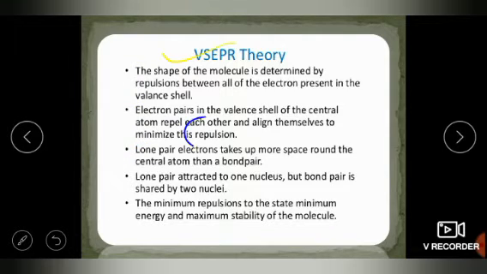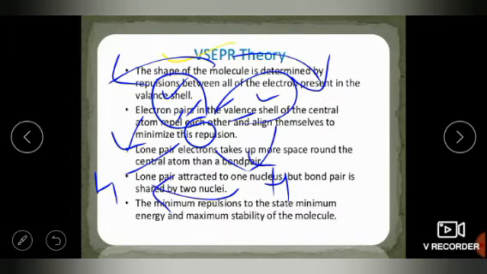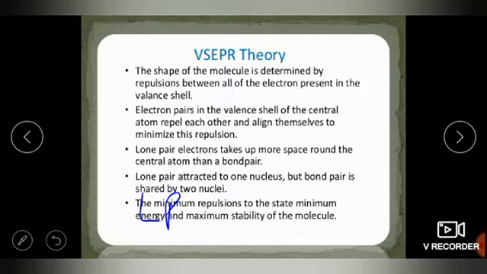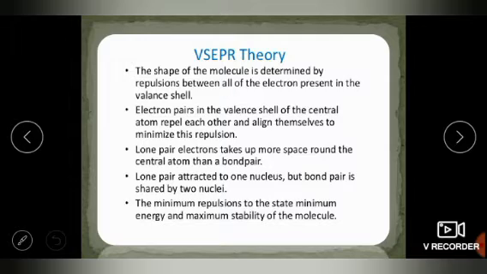For example, if I take water, we know there are 2 lone pairs and 2 bond pairs on oxygen. Repulsion is maximum between lone pair and lone pair, then lone pair and bond pair, and minimum between bond pair and bond pair. We have done this already. The repulsion is maximum in lone pair-lone pair, then lone pair-bond pair, then bond pair-bond pair. A lone pair takes up more space around the central atom than a bond pair, because a lone pair is attracted to one nucleus, but a bond pair is shared by 2 nuclei. Minimum repulsion means the state of minimum energy and maximum stability of the molecule.